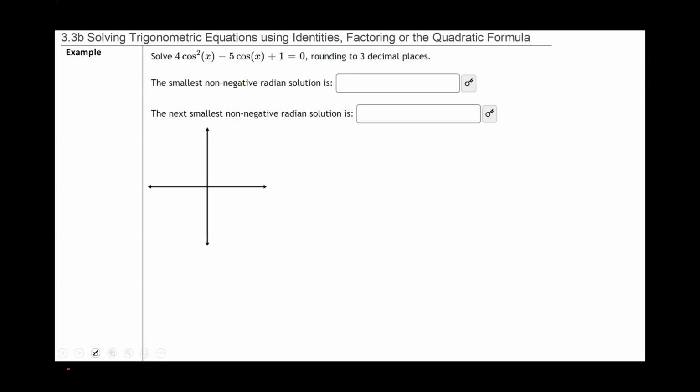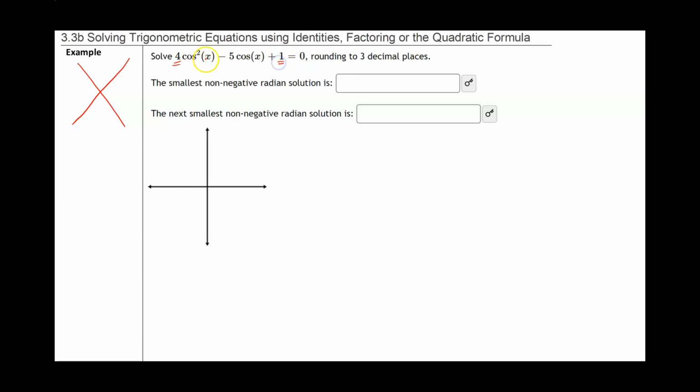So we want to solve the equation 4 cosine squared of x minus 5 cos x plus 1 equal to 0. Because this equation is quadratic in form, we will need to factor this equation. There are many ways of factoring. I'm going to use the method that I showed. Once again, you can watch the full factoring video to learn what I'm doing. I'm just going to go through the actual process.